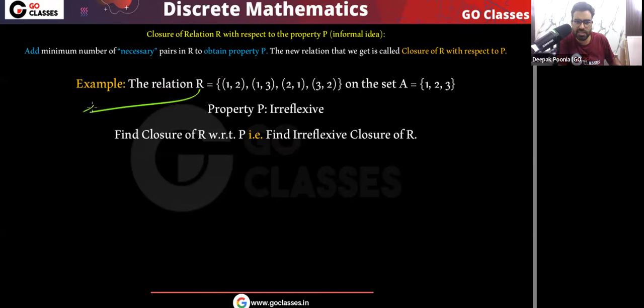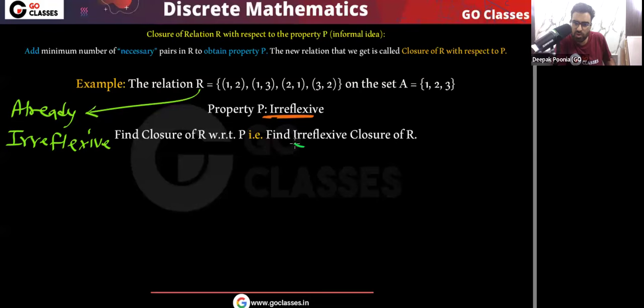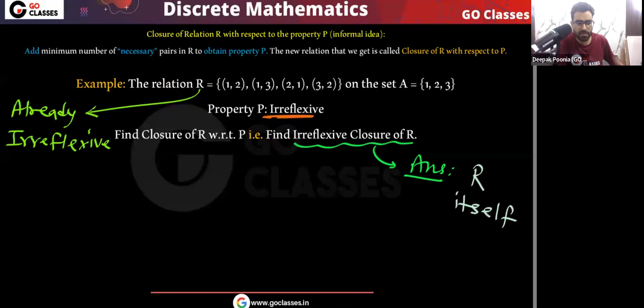Did you notice that this relation is already irreflexive? So there is no need of adding anything. You can just keep this relation R as it is. This relation R already satisfies this property. So if I say find irreflexive closure of R, the answer will be R itself. Here the irreflexive closure exists. Remember, R itself is irreflexive closure of R.